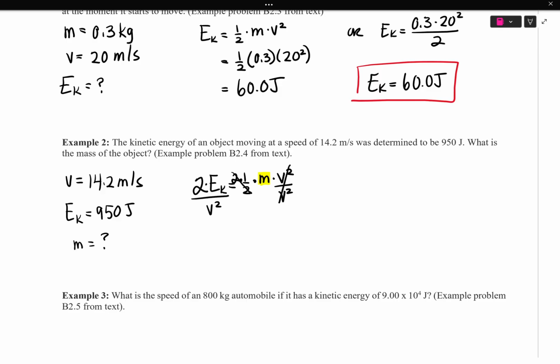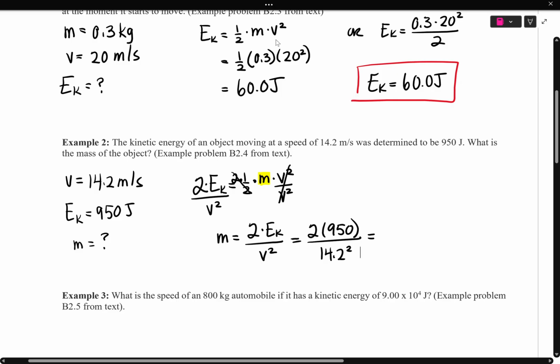So now on the right, the v squares are going to cancel to 1. And then when I have my equation, it is now mass equals 2 times the kinetic energy, all divided by the speed squared. So we can write that in. 2 times 950, all divided by 14.2 squared. What do you get for an answer?